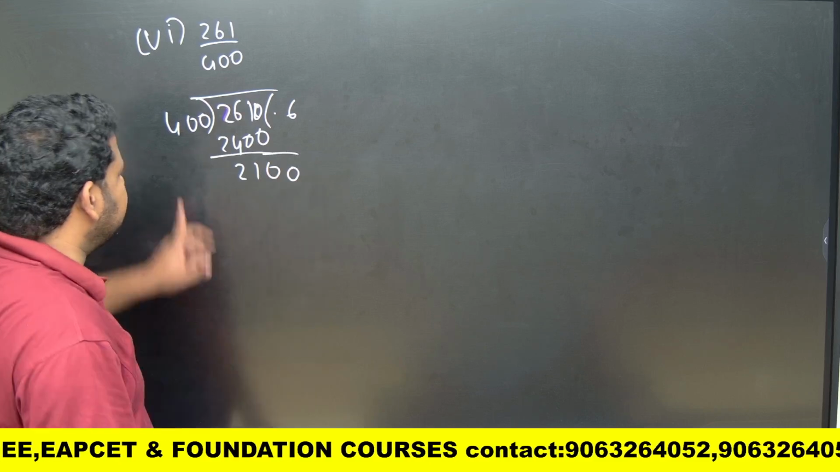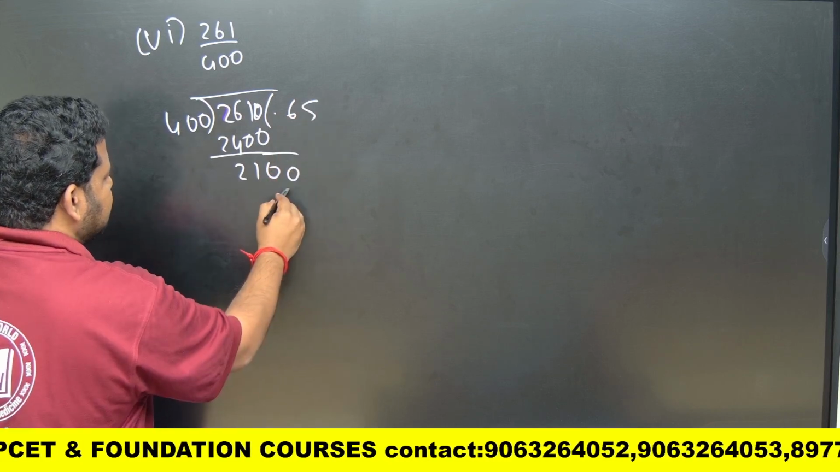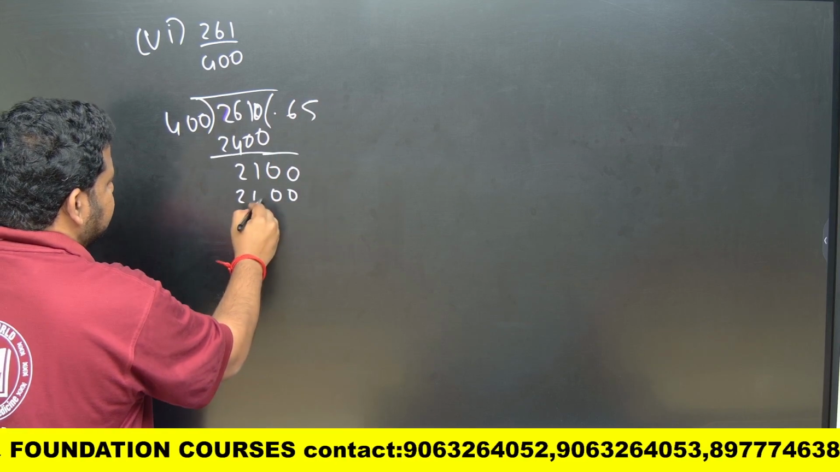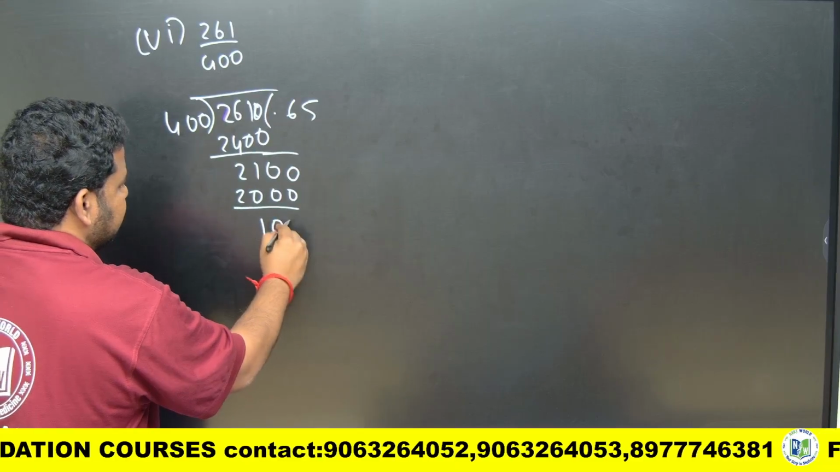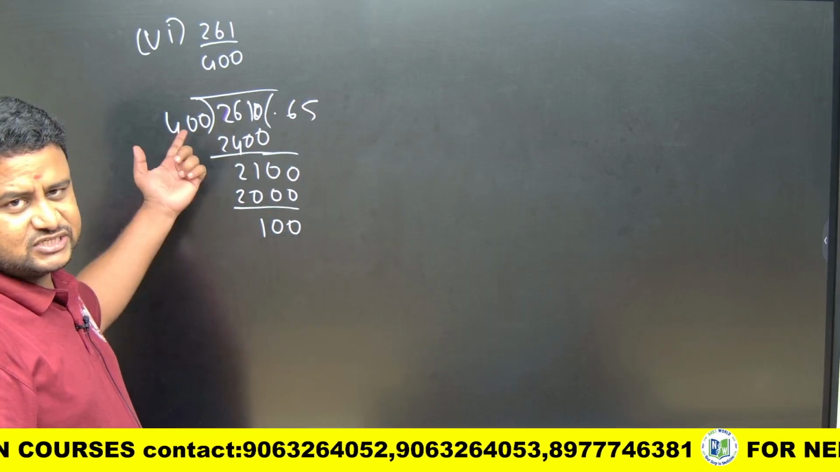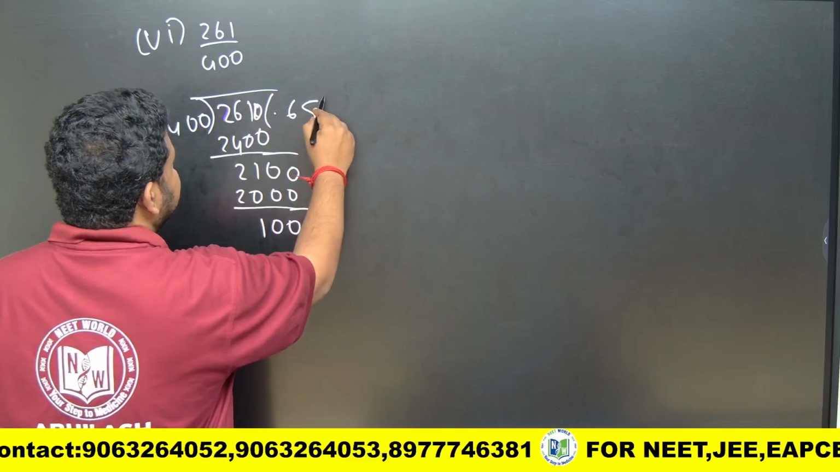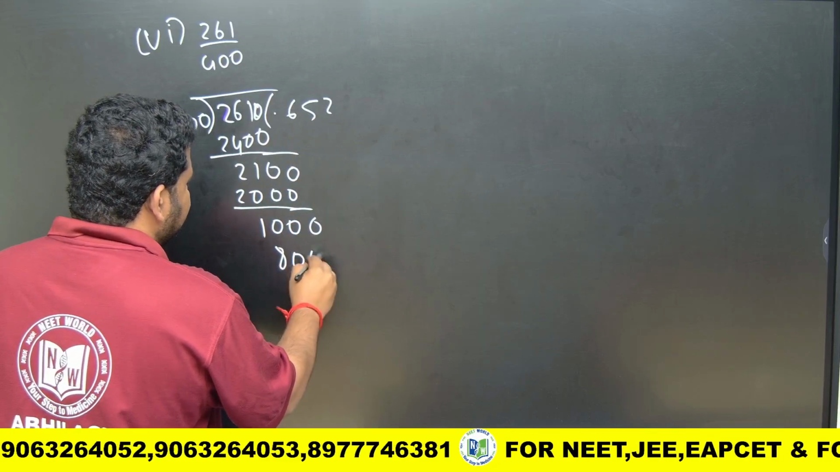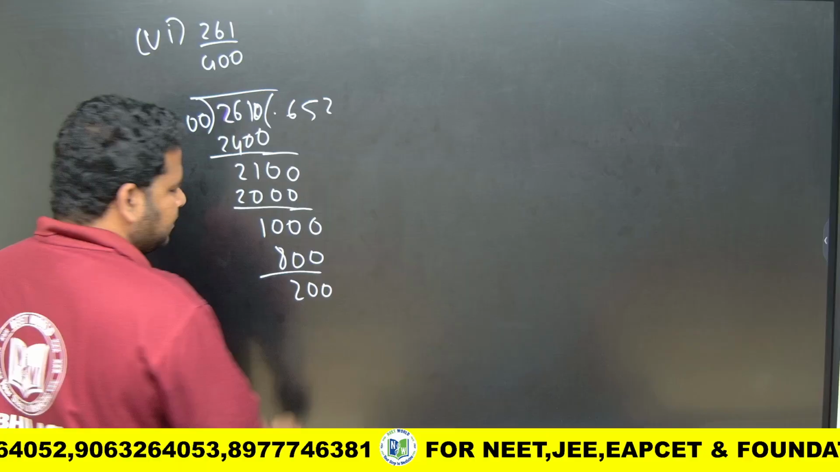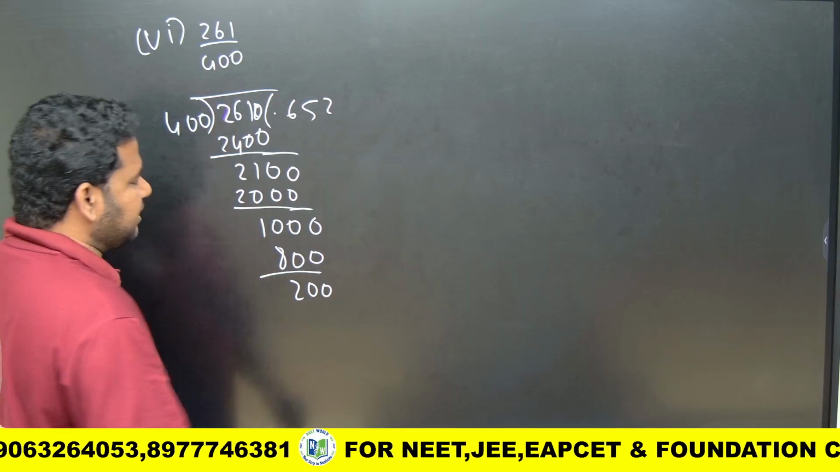Now 400 into 5. 5 zeros are 0, 5 4s are 20. Now what am I left with? I am left with only 100 as the remainder. But 100 is still less than 400, so I should put 0 again. So 400 into 2 is what? 800. Now I am left with 200 as the remainder. Still 200 is less than 400, so I will put 0.